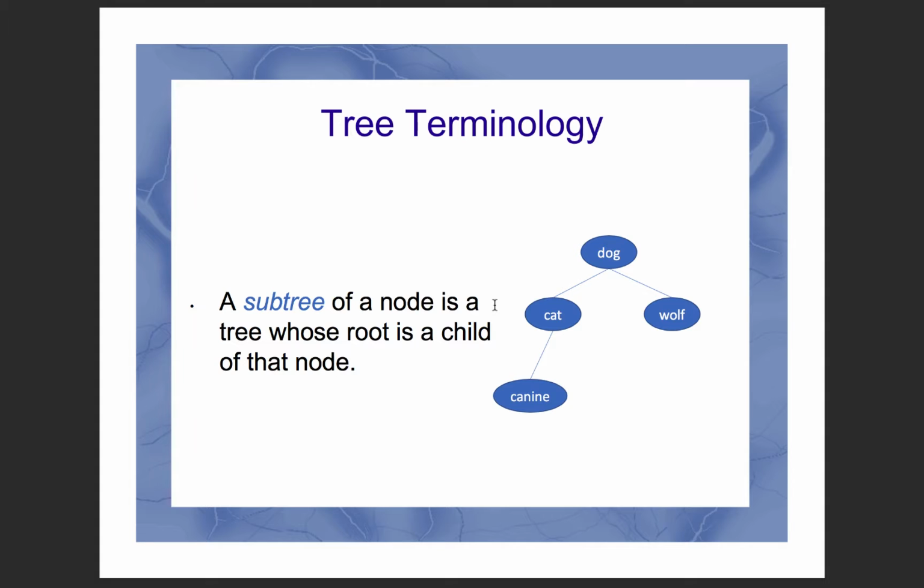A tree might have several subtrees. So this one is a subtree of dog, and you can say that canine is a subtree of cat, and canine is the root itself of the subtree, which is a child of cat. So a tree might have several subtrees. The subtree of a node is a tree whose root is a child of that node.